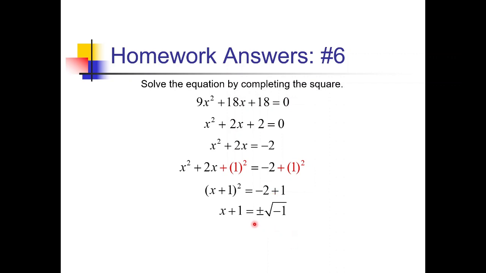And then I'm going to do 2 steps at once for my last line here. I'm going to subtract this 1 to get it over there, get it away from the x. And also, the square root of negative 1 is really just i, so this is just negative 1 here, plus or minus i.